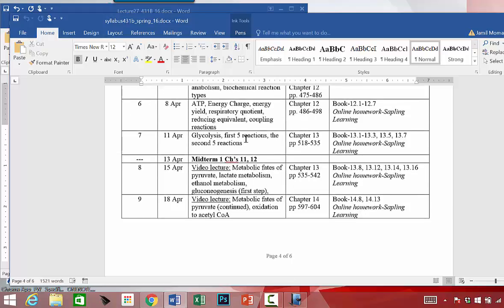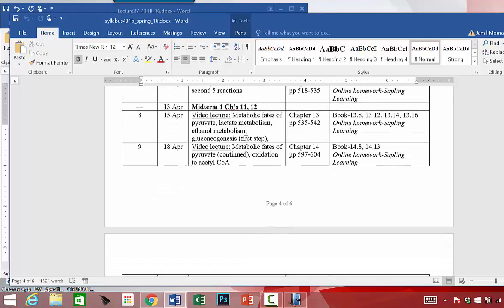Then I went into detail about glycolysis, the first 5 reactions, the second 5 reactions. I highlighted a few of those, so that if I give you the substrates, you should be able to work out the mechanisms for those. Do you have to memorize all those enzymes? No. Would I memorize phosphofructokinase? Yes, because that one is a biggie. That's regulated quite a bit.